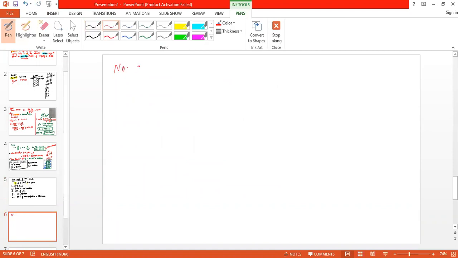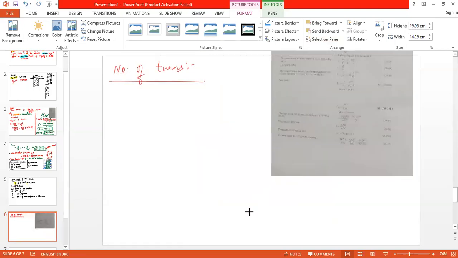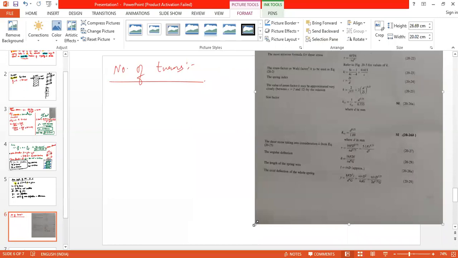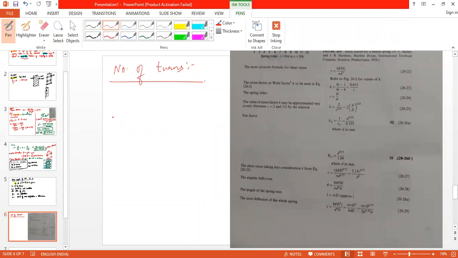So I need to find out the number of turns. How to find the number of turns? Again, use the deflection equation. What is the deflection equation here? The axial deflection of the whole spring is y = 8FD^3 I / (d^4 G).